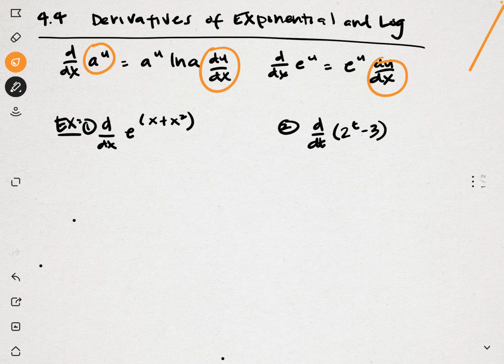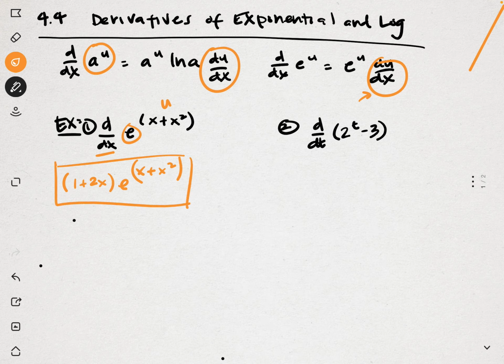So we know the derivative with respect to x of e to the, this would be our u, is going to be e to the u. But we have to make sure that we chain it. So the chain of this would be, we can put this out in front, 1 plus 2x. Okay, so that's it. e to the anything, the derivative is itself. Just make sure that you chain rule if you need to chain rule.